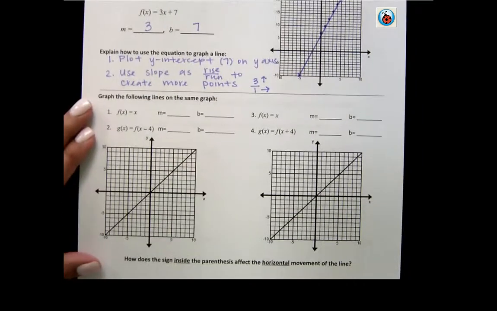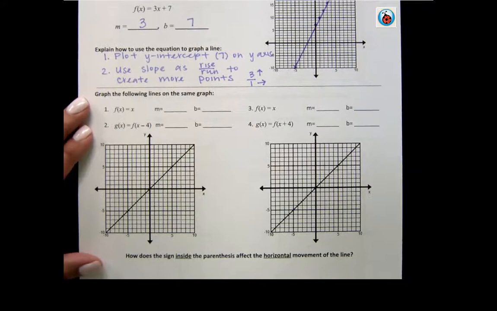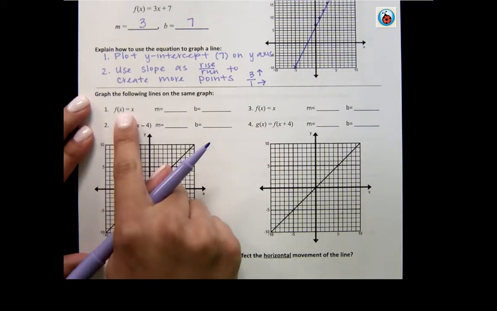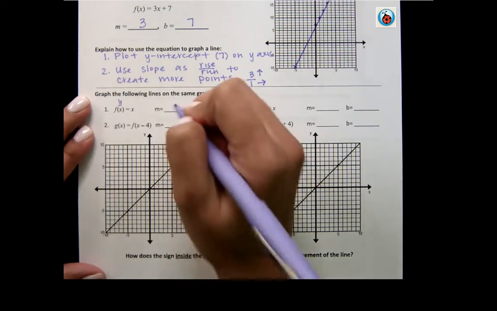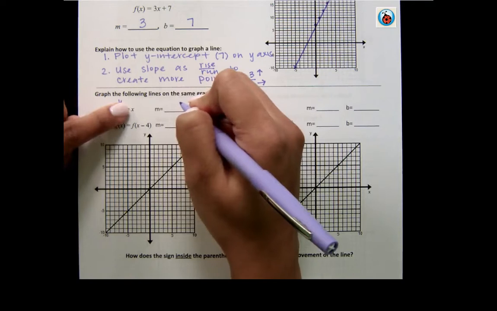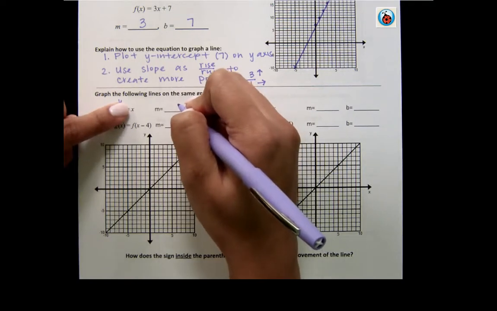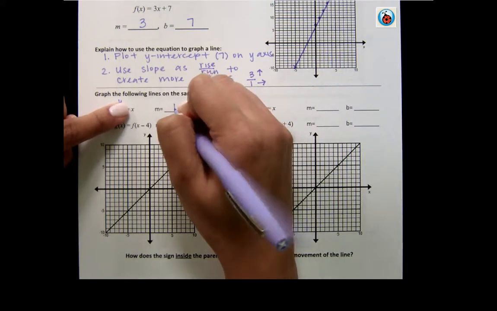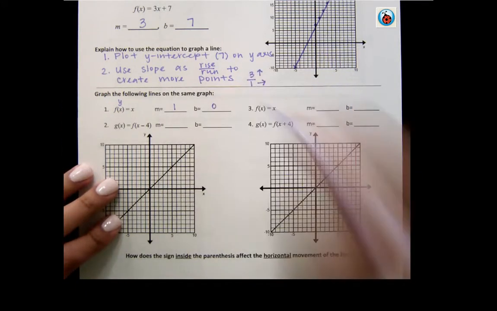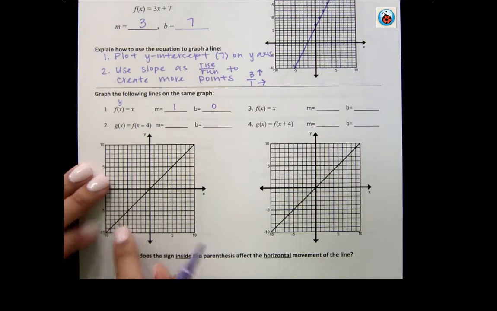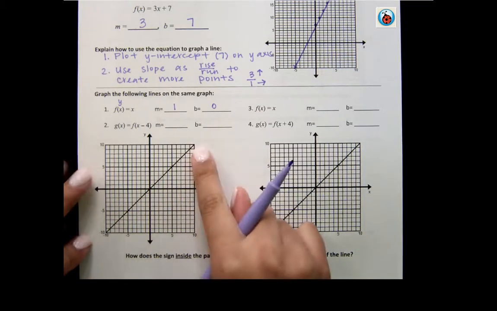So now we're going to move on to the actual shifts. The first equation that I have is f of x, which we know is y, equals x. So my slope here is what's in front of x. I don't see anything, and I know the only number I can add there is 1. I don't have a y-intercept or a b, so I put 0. And that's the equation that is already graphed there. It's known as the parent function.